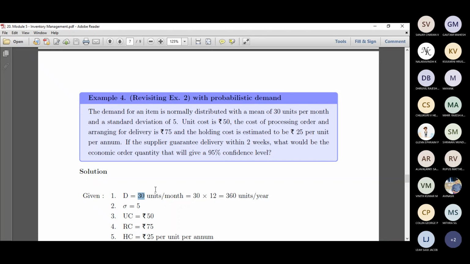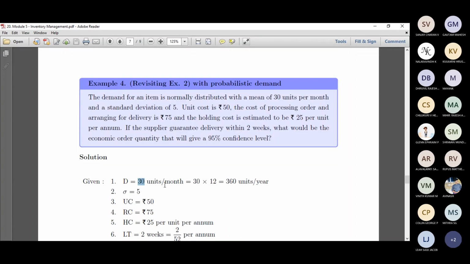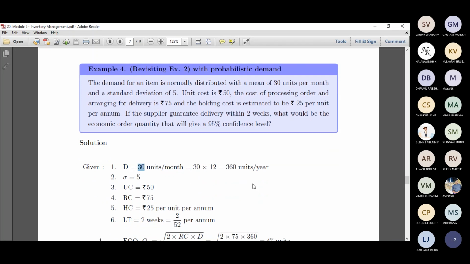But here it is a mean. Some months it may have more, some months it may have less. So it's an average demand, right? That is 30 units per month, and then it has a standard deviation of 5, so sigma equals 5. Then all the other things are the same. You see unit cost is 50, reorder cost is 75, and holding cost is 25 per unit per annum.